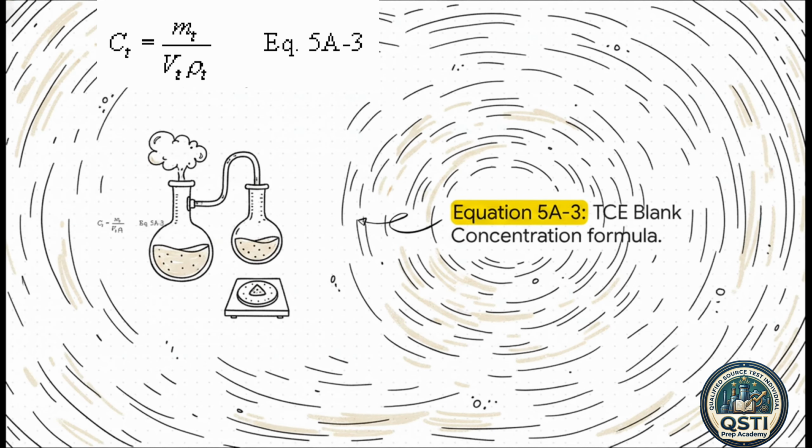Next, we figure out our TCE blank concentration using equation 5A-3. This just involves dividing the mass of the residue from your blank sample by the volume and density of the TCE used. You do this calculation to ensure you know exactly how much background weight you're legally allowed to subtract from your final particulate catch, always keeping in mind that strict 0.001% ceiling we just talked about.